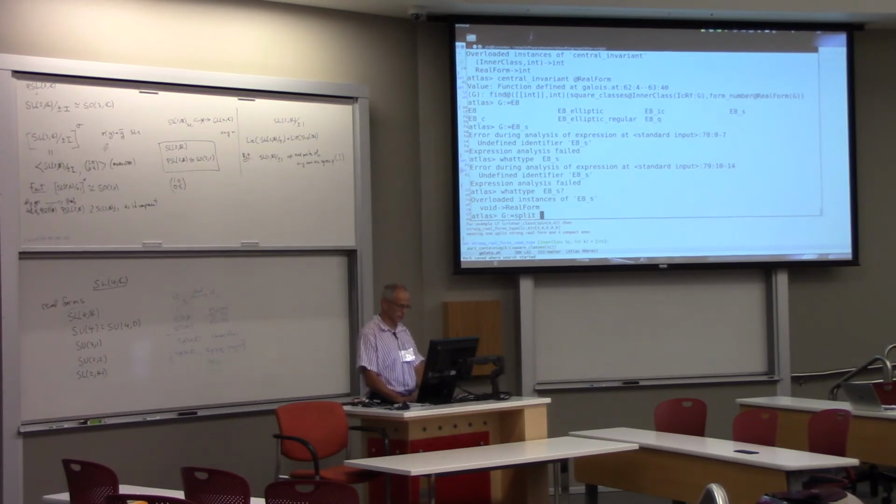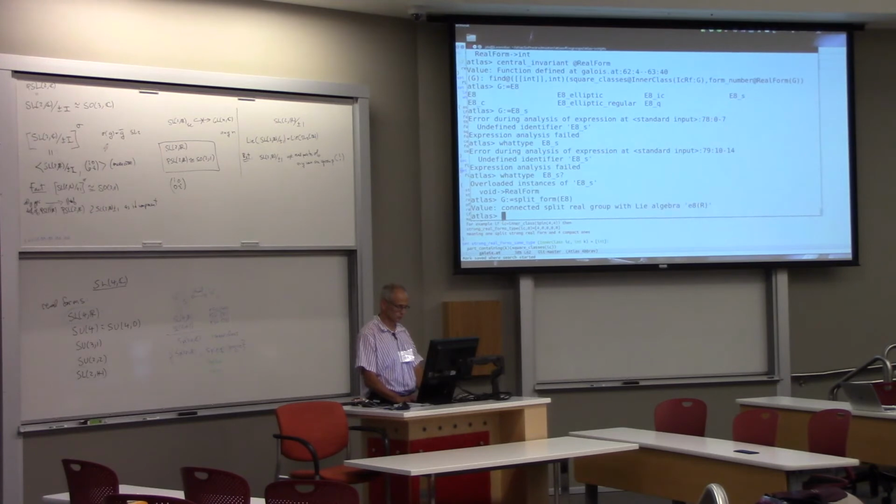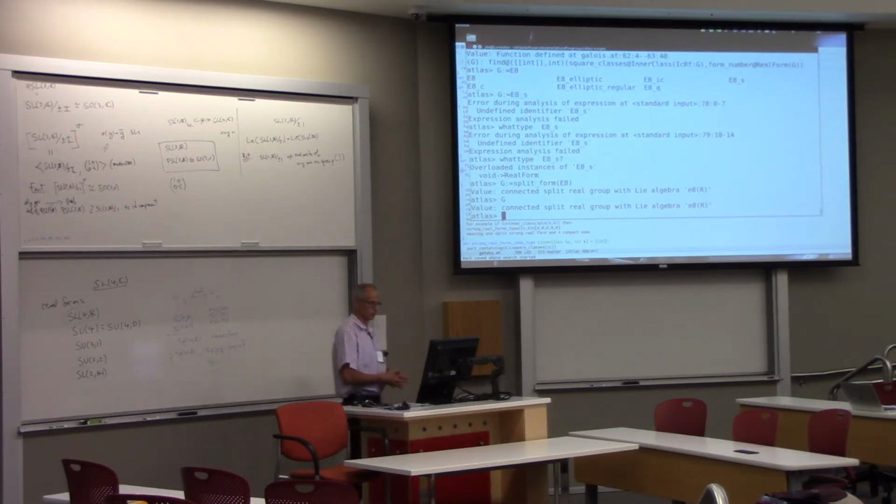All right, anyway, here's the split form of E8. Connected split real group with Lie algebra E8. The R means the split form. What are the simple roots? So you decided to get that from a different group. Well, you have this command that you execute. Oh yeah, so I had a different command. For any root system, you can take the split form.